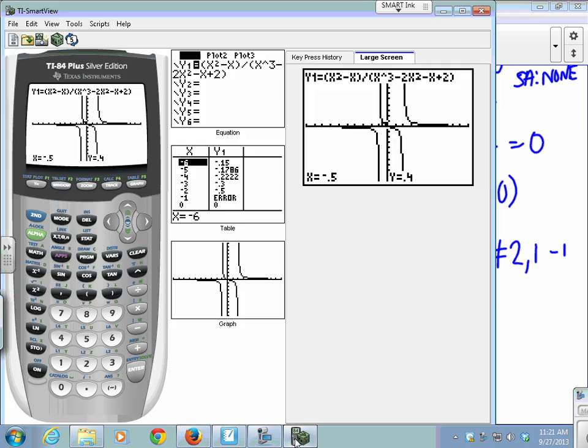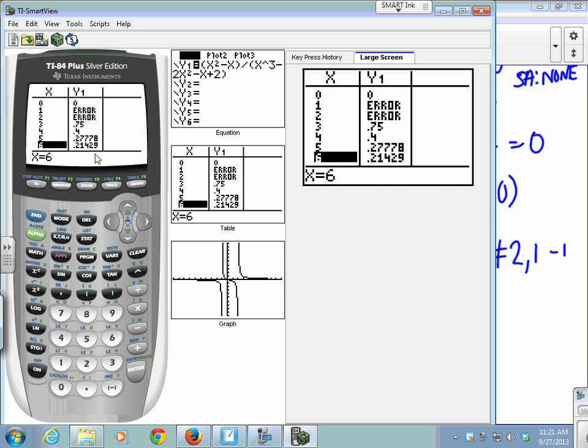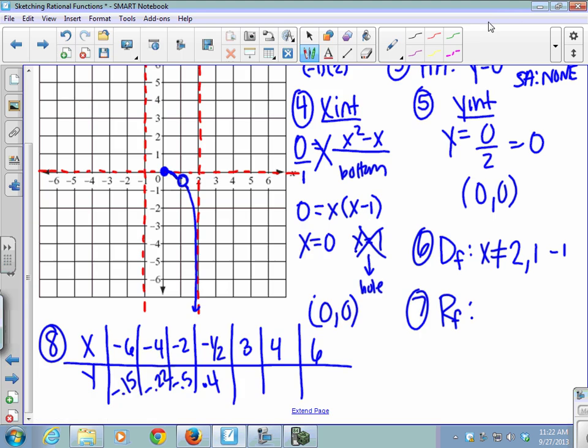And then 3, 4, 6, they should be in our table. So I'm going to go down to 3, 4, 6. And so that's 0.75, 0.4, and 0.2. I'm going to graph all of these points. At -6, I go down to -0.15, which is really close to the asymptote. At -4, it's down just a little bit lower. And at -2, I'm all the way down at 0.5. So these points are going to connect, and then they're going to follow the asymptote.